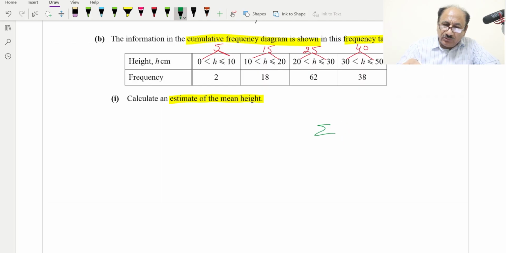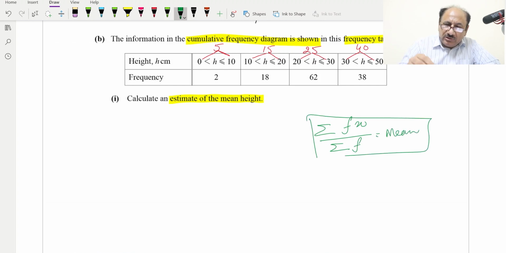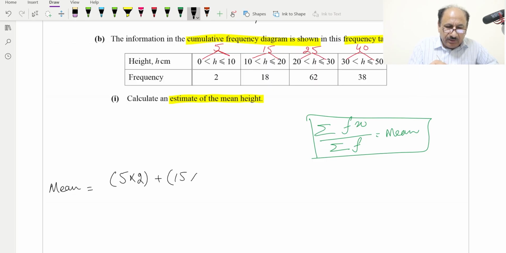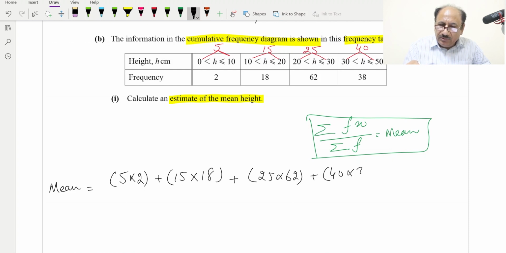Basically f should be small, so sigma fx over sigma f. This is the formula for mean. So we will be using this formula. Mean will be equal to 5 multiplied by 2 plus 15 multiplied by 18 plus 25 multiplied by 62 plus 40 multiplied by 38.